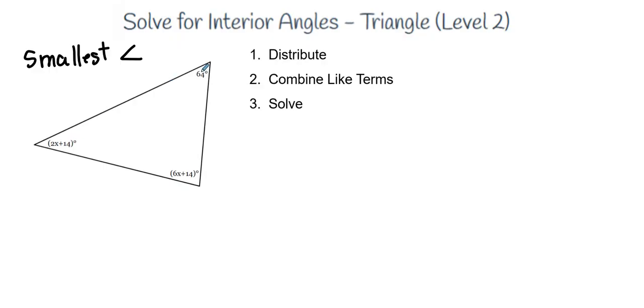to support it. Okay, so we got a triangle. We have 64 degrees, we have 2x plus 14, and we have 6x plus 14. Those three angles have to add up to 180. So the first thing I want to do is set up an equation. I'm going to take this angle, which is 2x plus 14. I will add the next angle, which I'm choosing to be the 6x plus 14.